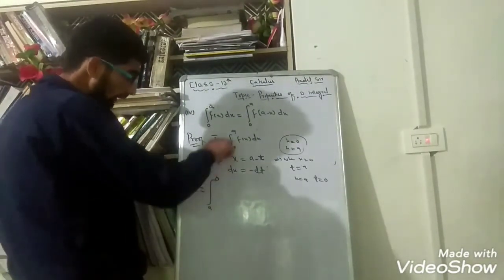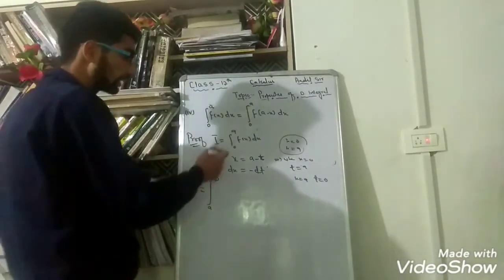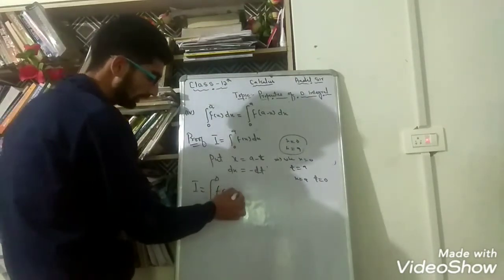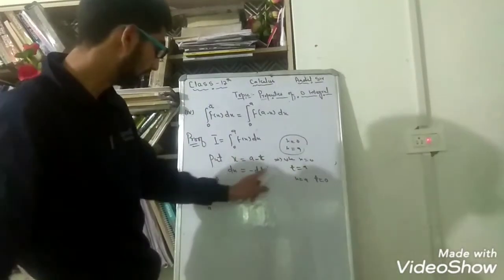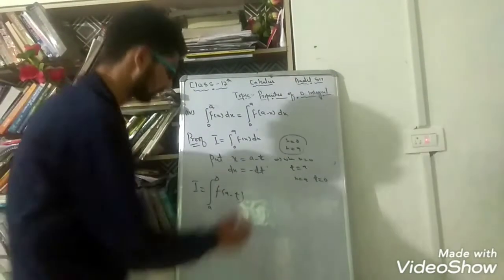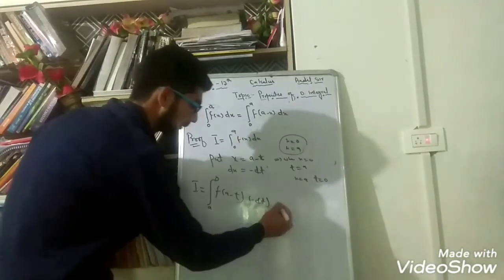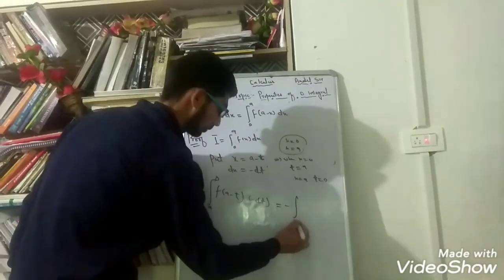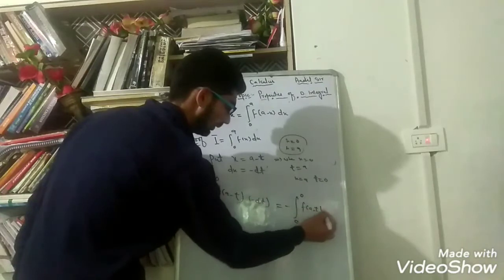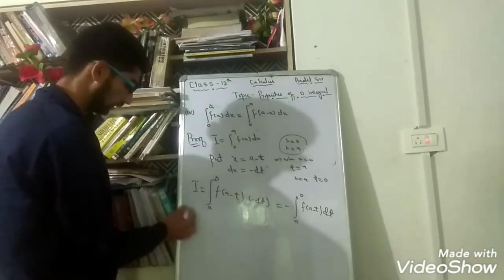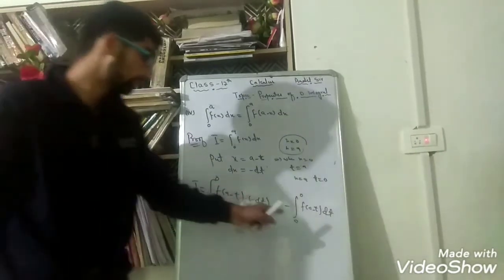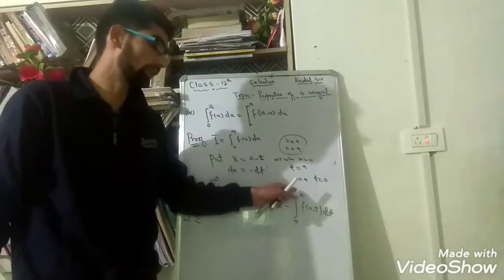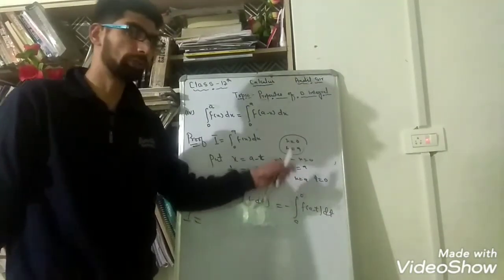So now f of x dx: we have given the value of x as a minus t, so it will be f of a minus t. And dx is equal to minus dt, so we will write minus dt. Taking the minus as common, it will be minus the integral from a to 0 of f of a minus t dt. Now we know the property that when we change the limits, upper to lower and lower to upper, the sign of the integral changes.